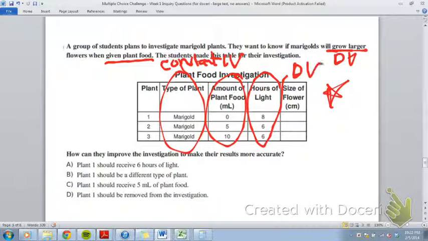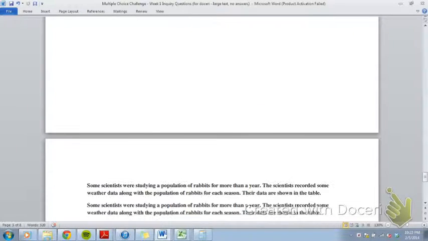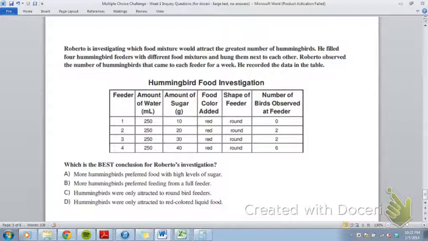So we know we can only change one thing on purpose. That's this guy. And then sometimes other things change. The dependent variable changes. Everything else needs to be kept the same. So we have 6, 6. This guy needs to also get 6 hours of light. So that is A. All right, two more. One more.